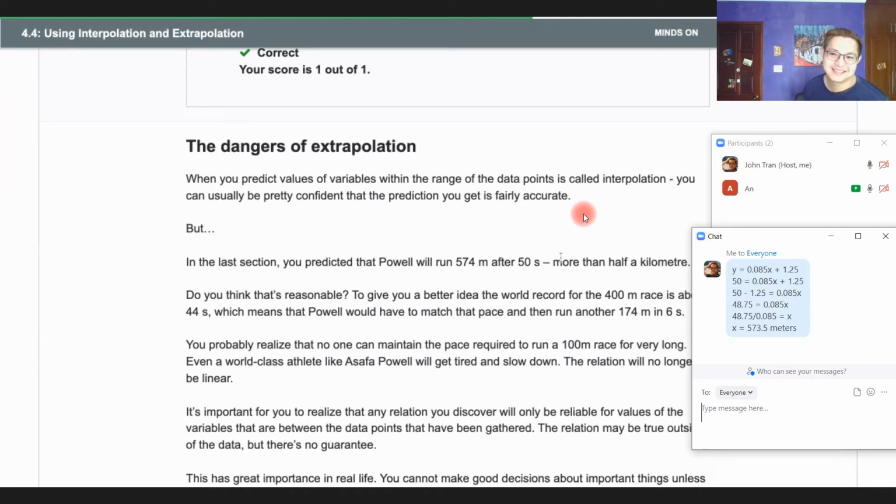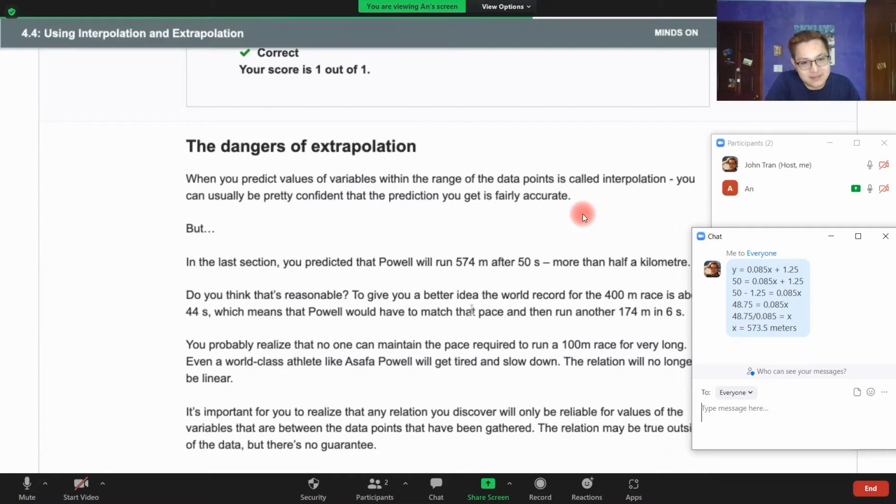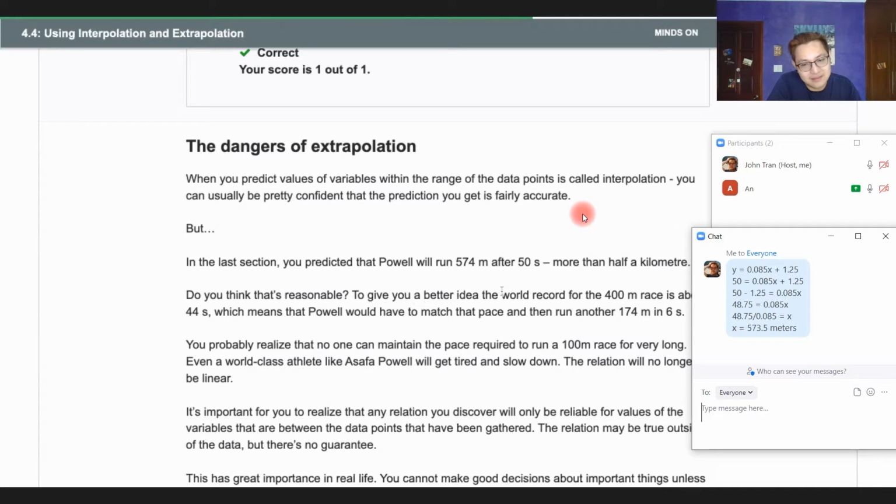I'm not sure. I told you already, there are so many factors involved in real life. Okay, let's read it to give you a better idea. To give you a better idea, the world record for the 400-meter race is about 44 seconds, which means that Po would have to match that pace and then run another 174 meters in 6 seconds.